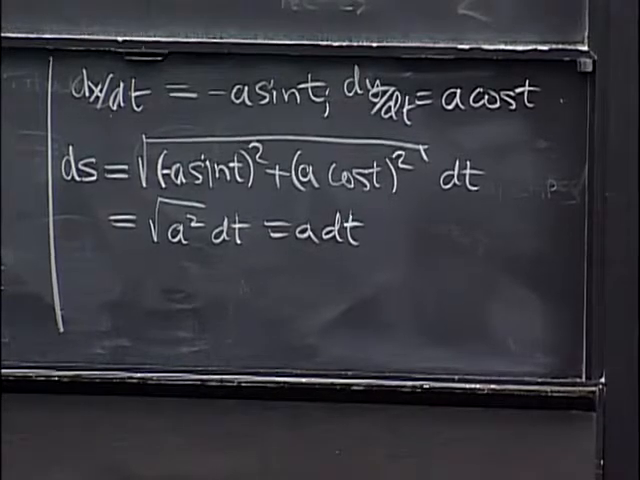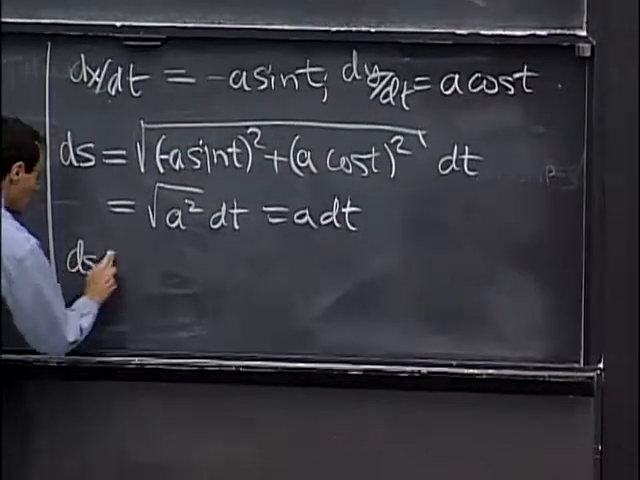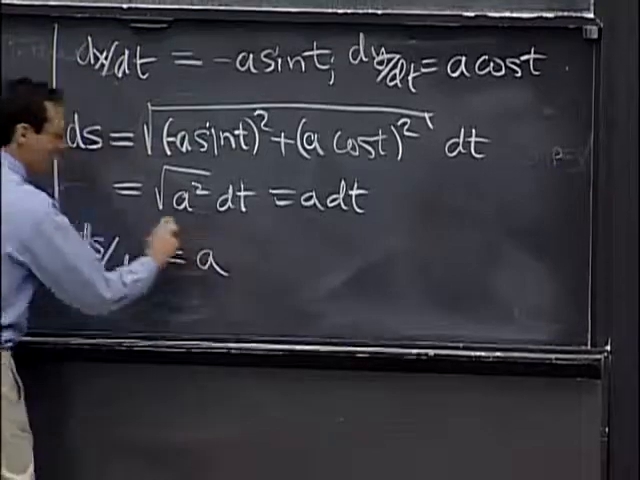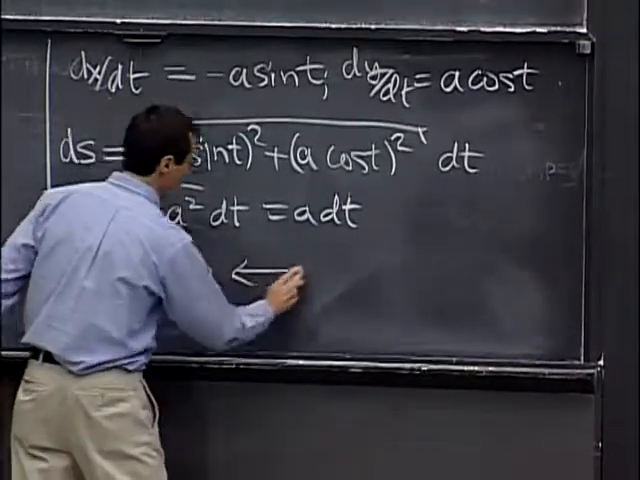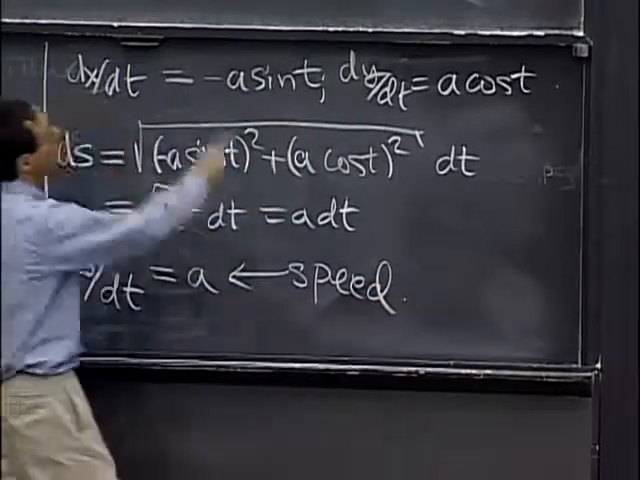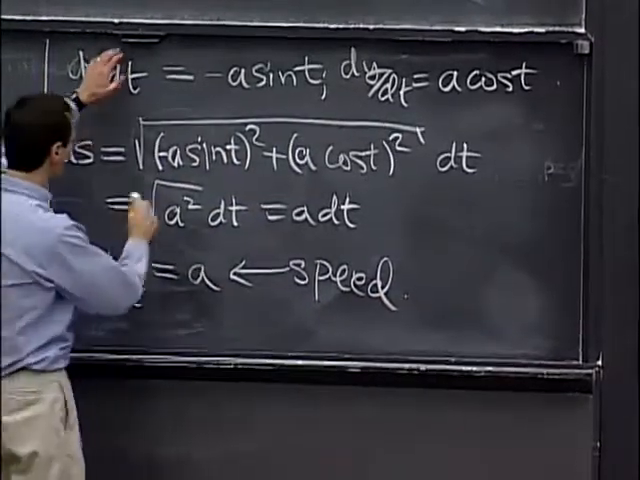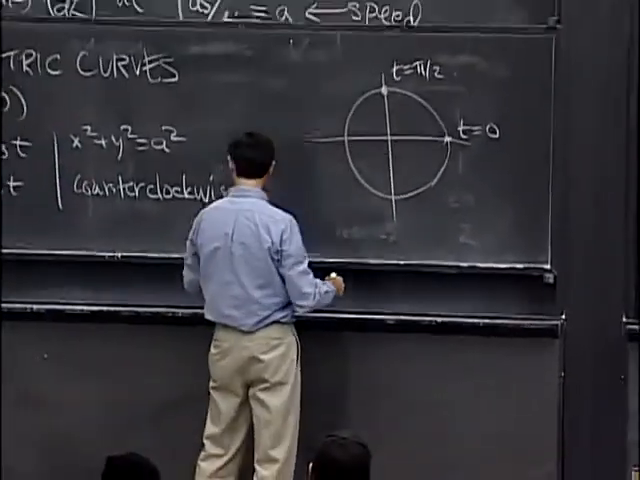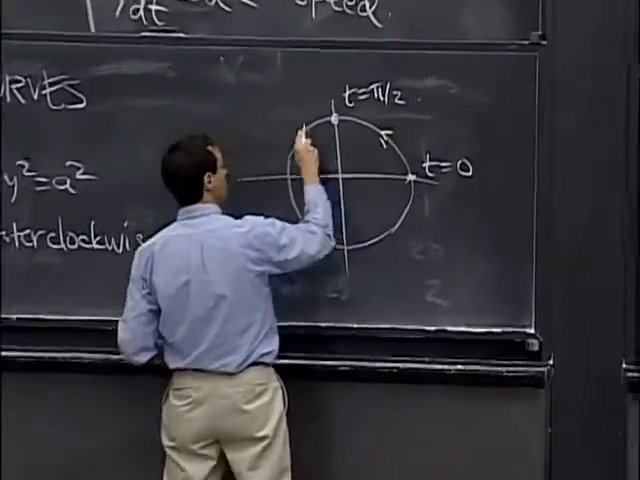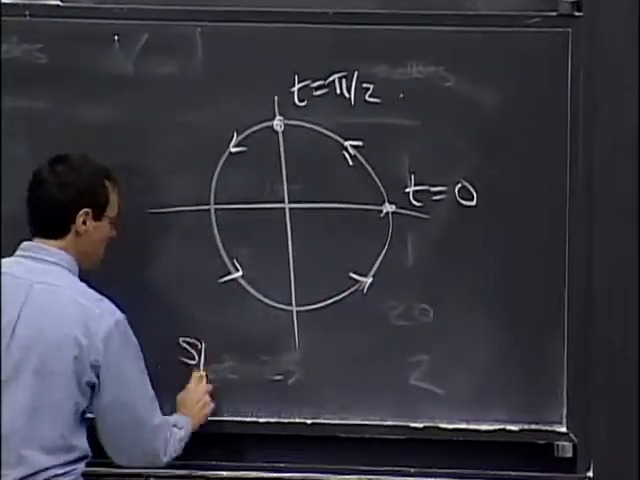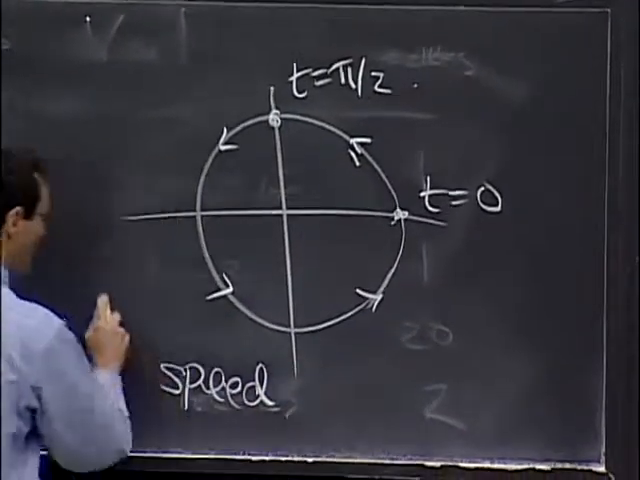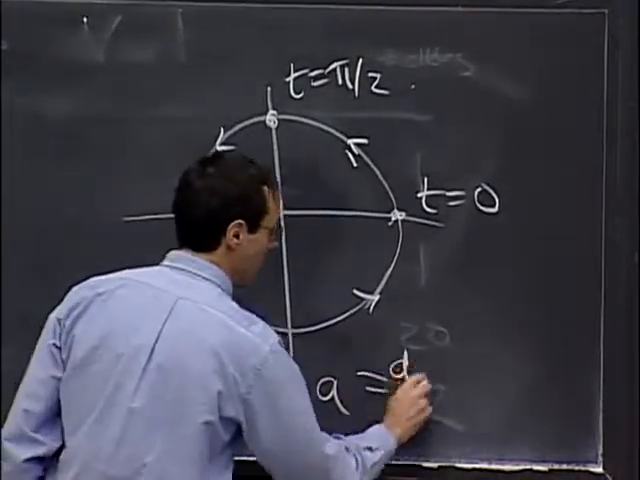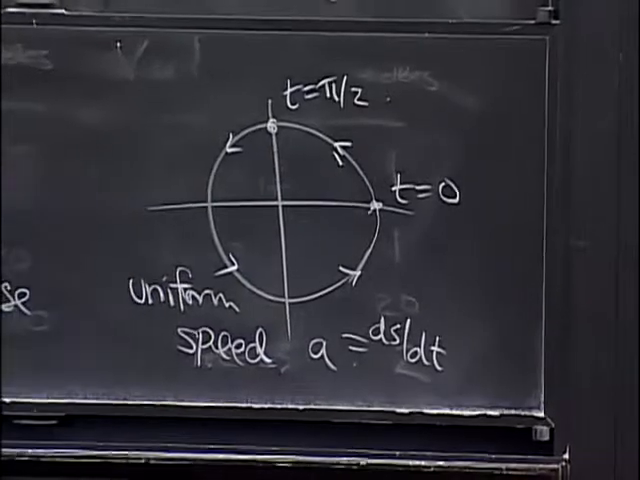Now, I was about to divide by dt. Let me do that now. We can also write the rate of change of arc length with respect to t, and that's a in this case. And this gets interpreted as the speed of the particle going around. So not only do we have that the direction is counterclockwise, but we also have that the speed is uniform, it's constant speed, and the rate is a. So that's ds/dt, traveling around.